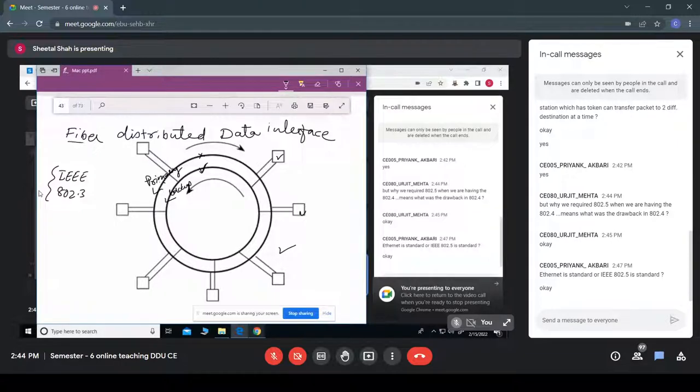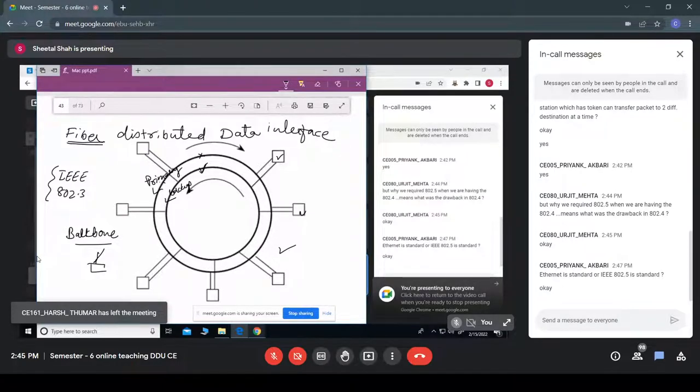And here, as the name indicates, it uses fiber optic cables for data transmission. Usually this FDDI is used as a backbone. Backbone means, if you have a number of LANs, LAN 1, LAN 2, etc., and they have to be connected to each other, then this FDDI ring is used as a backbone, which can connect different types of LANs or different LAN networks with each other.